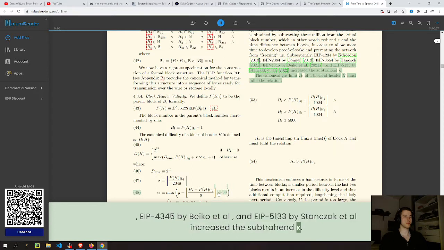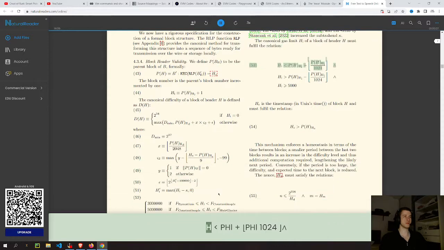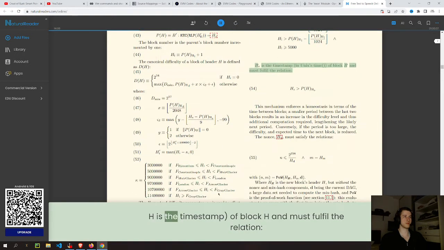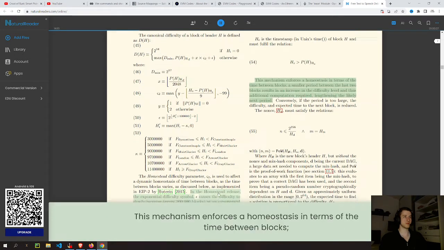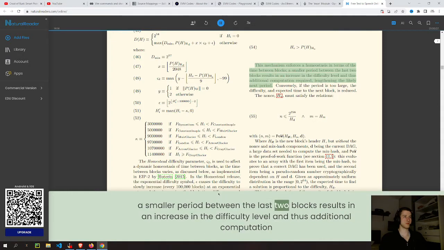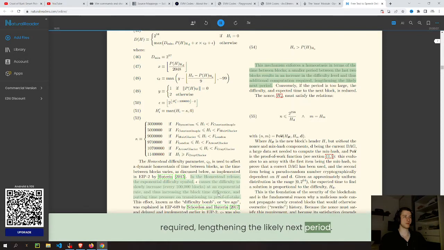Increased the subtrahend kappa. The canonical gas limit h of a block of header h must fulfill the relation HPHL PHL 1024 H 5000. H is the timestamp of block H and must fulfill the relation HPHS. This mechanism enforces a homeostasis in terms of the time between blocks. A smaller period between the last two blocks results in an increase in the difficulty level and thus additional computation required, lengthening the likely next period.